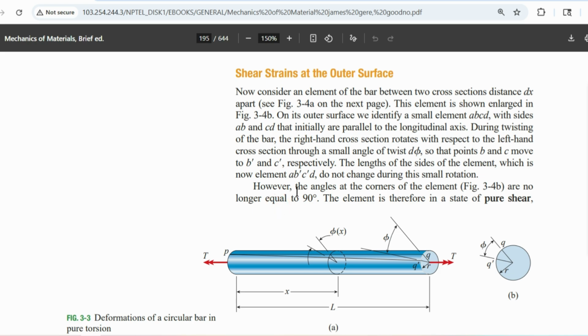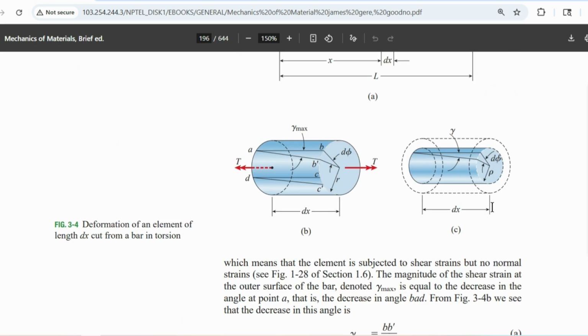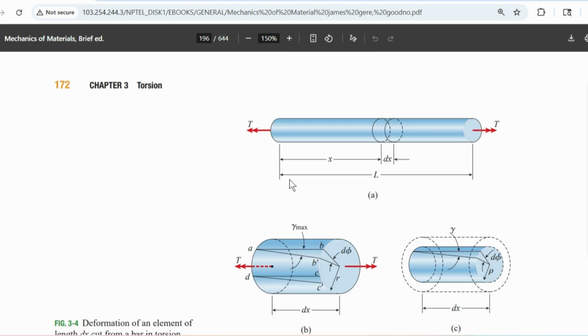But now they're going to talk about the angle. However, the angles at the corner of the element are no longer equal to 90. The element is therefore in a state of pure shear. Oh, interesting. So this is your differential element A, B, C, D.